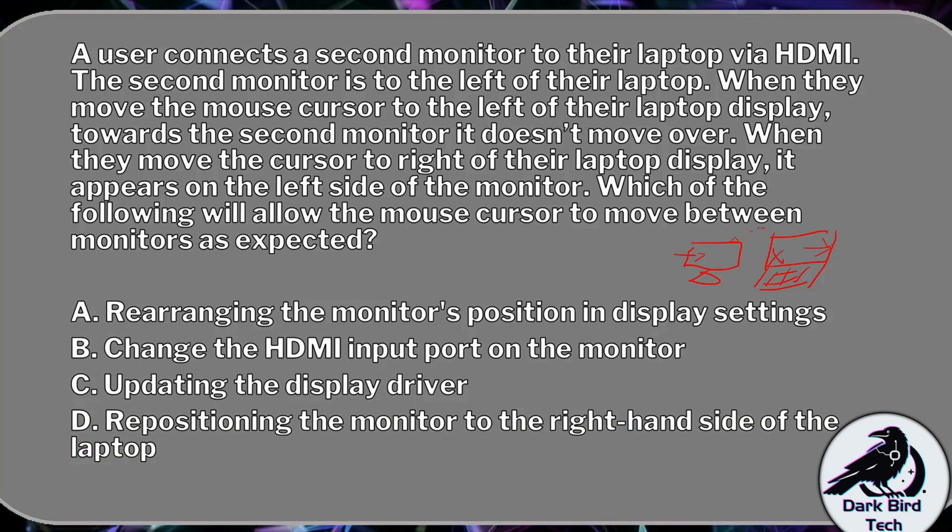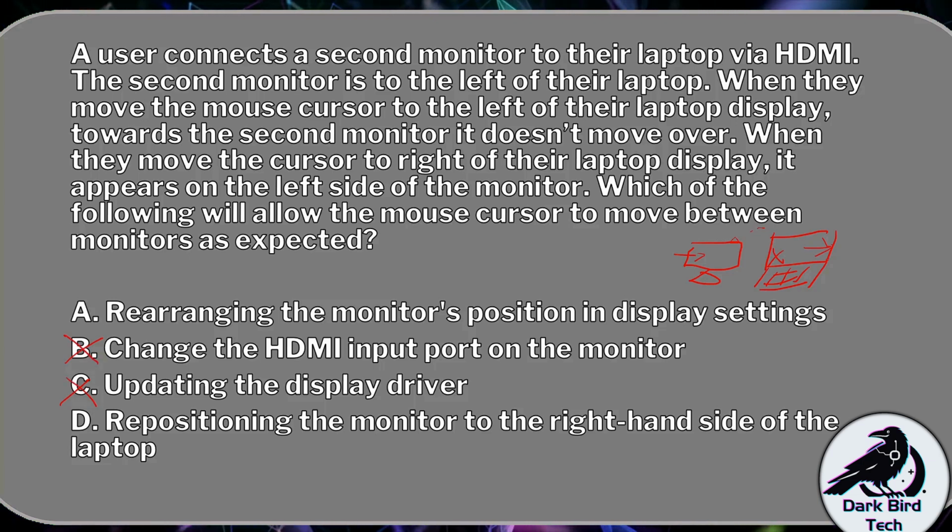So our options are rearranging the monitor's position in display settings, changing the HDMI input for the monitor, updating the display driver, and repositioning the monitor to the right-hand side of the laptop. I don't think the display driver is going to make much difference. This is normal behavior in Windows, so I don't think it's a software-related issue. The changing of the HDMI input on the monitor, I don't think that's going to make much difference. It's just going to change it from HDMI 1 to HDMI 2 if it's got 2 or more HDMI inputs. So that leaves us with A and D as our 2 options.